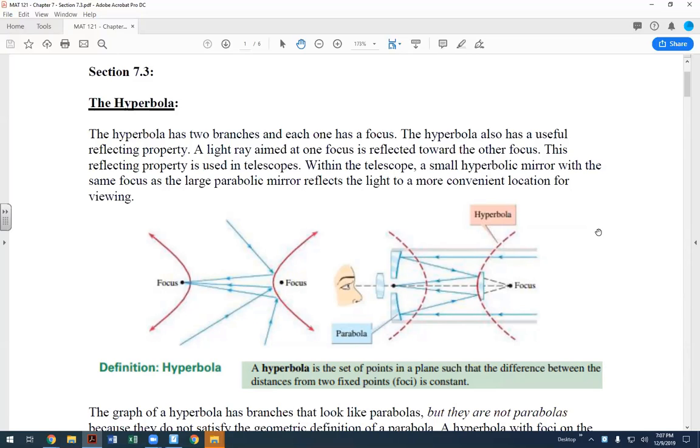So each of our branches will have its own focus point. As you can see in that right side image, a light ray aimed at one focus will be reflected at the other one. Think again of a telescope here. We've got light coming from the outer planets, the two lights you're seeing at the top and bottom.